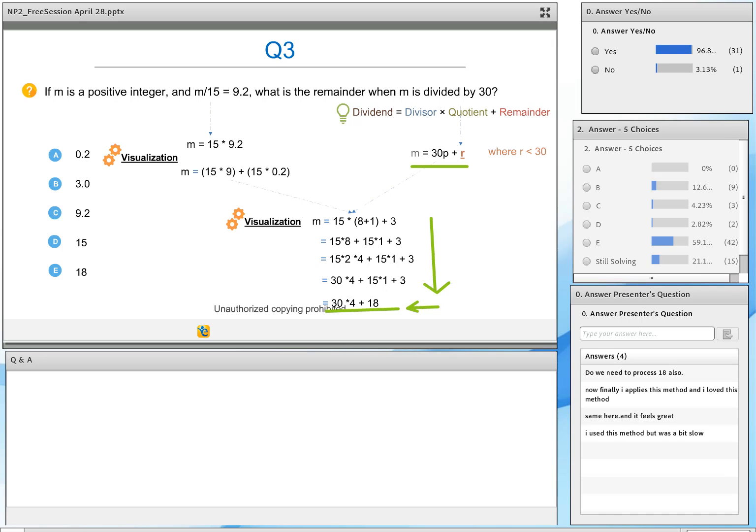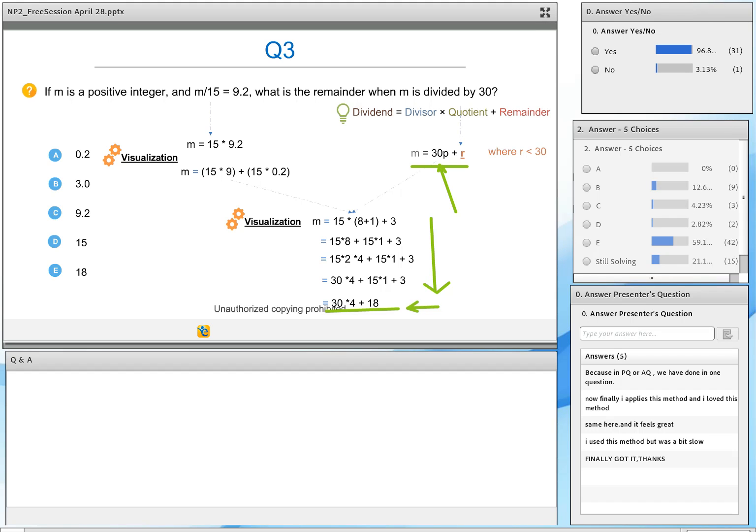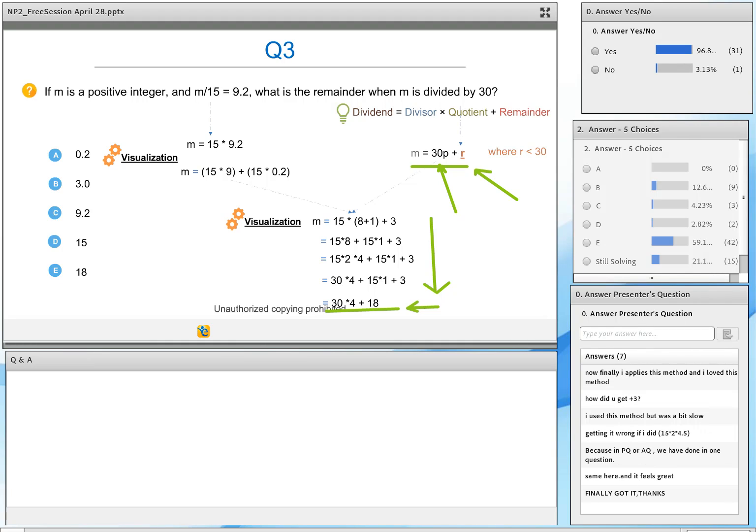Now, do we need to process 18 also? No, you don't need to process 18, because remember what our goal is. Our goal is to get to two terms, one that's a multiple of 30 and the other that is not a multiple of 30, and that's what you've been able to get at.